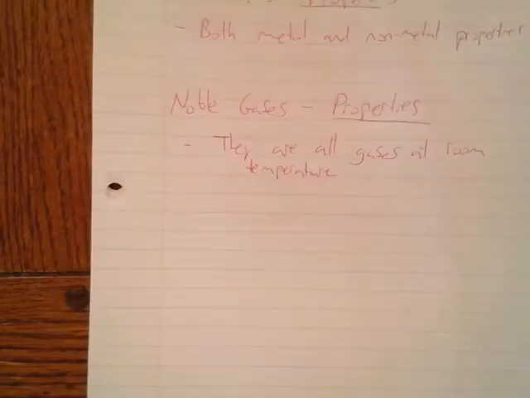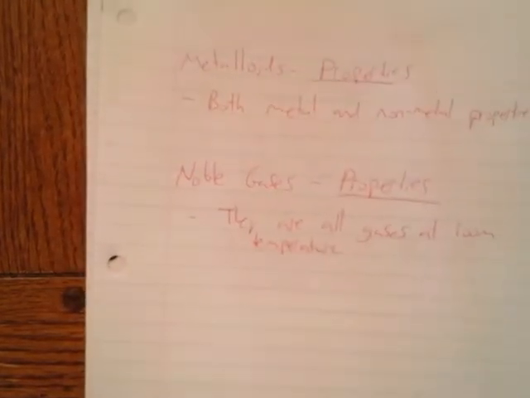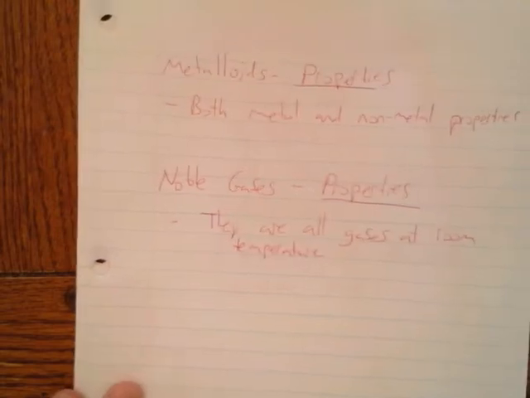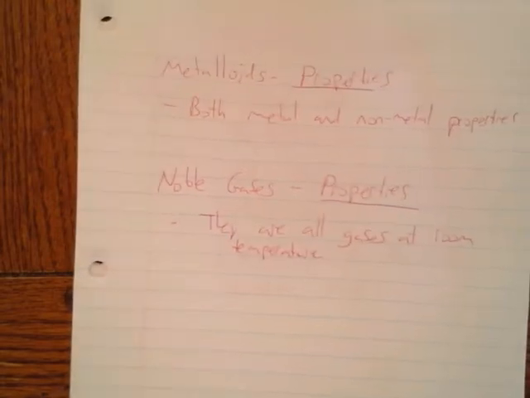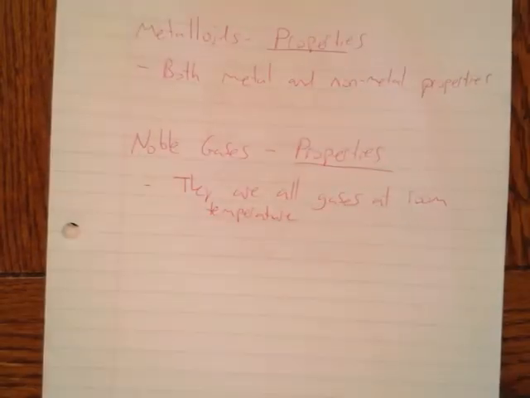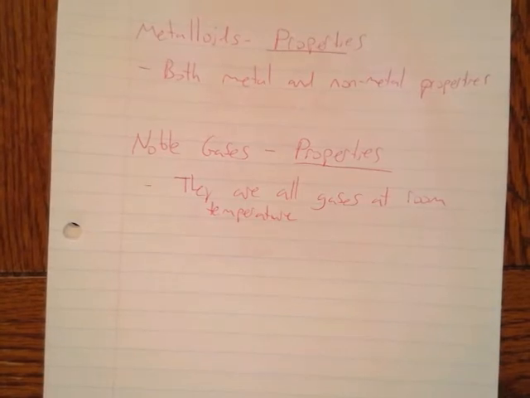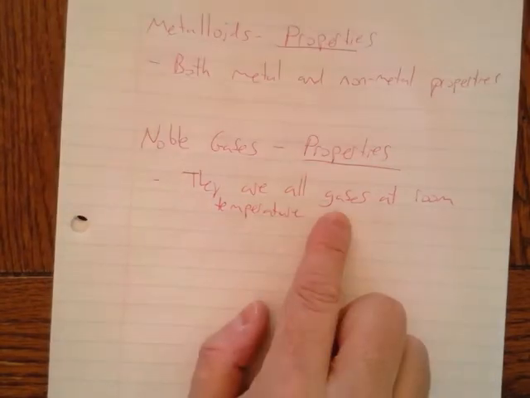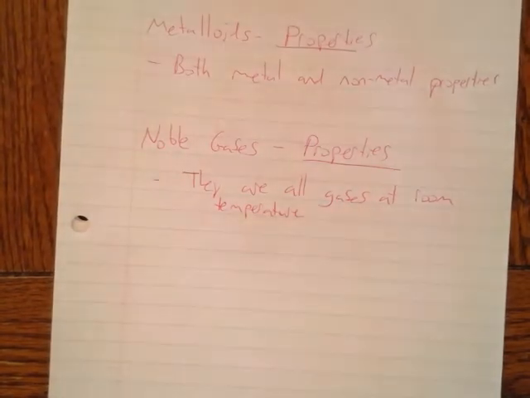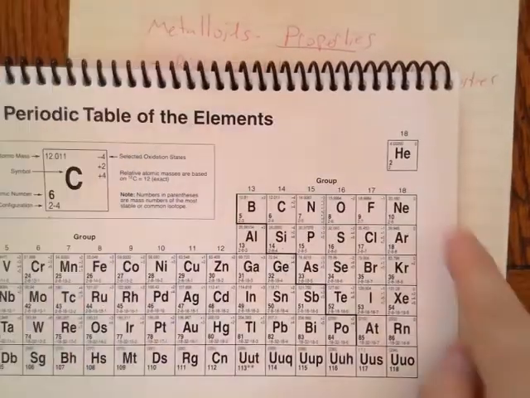Okay, next we're going to talk about metalloid properties, and this is going to be very simple. I'm just going to state that metalloids have properties of both metals and nonmetals. They're a mix. Some metalloids are conductive, but they're brittle. Some have high melting points, but they're dull. And as far as noble gases, their physical property is that, just like it says in their name, they are all gases at room temperature. And again, the noble gases are group 18.